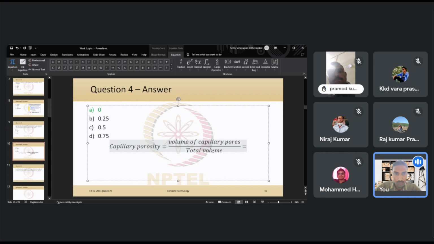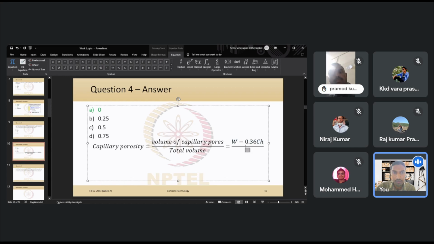So what is the volume of capillary pores? If you remember from the derivation that was performed in the class, it was W minus 0.36 CH, where W is the volume of water that is reacting, C is the initial mass of cement that is taken, and H is the degree of hydration.